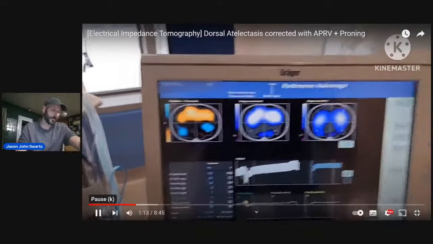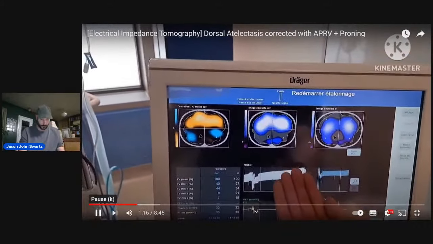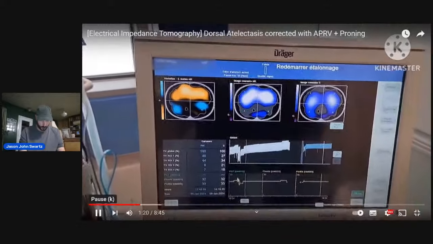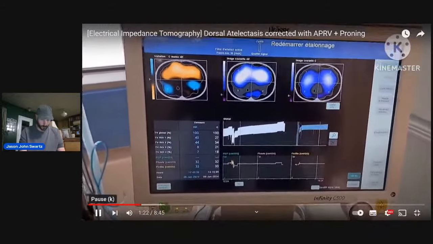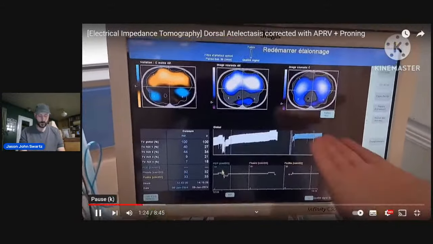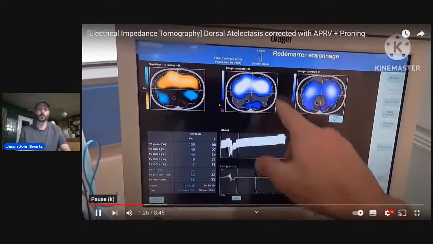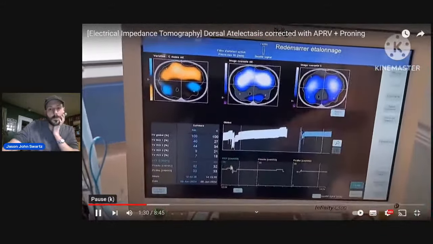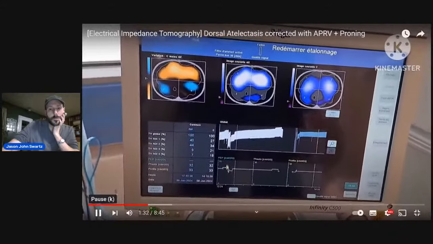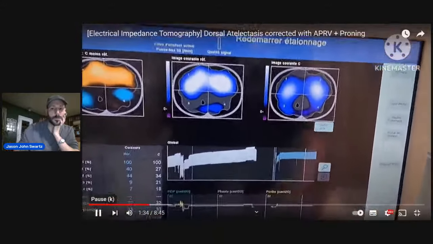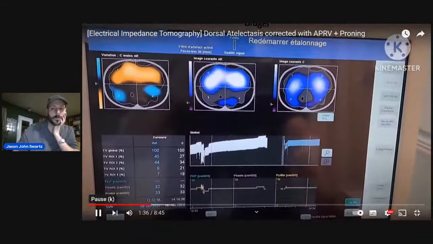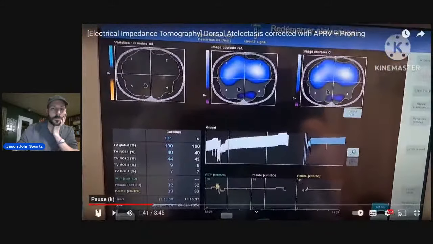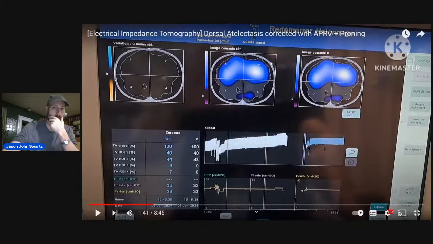Obviously, we're trying to open up the dorsal region, but there's the risk of hurting the ventral over a long time. So since the APRV didn't work, I said, let's prone the patient so that the ventral areas will have the body weight, and we'll remove all the body weight from the dorsal area. And within a very short time, if you look over here, this is where we started out, okay?